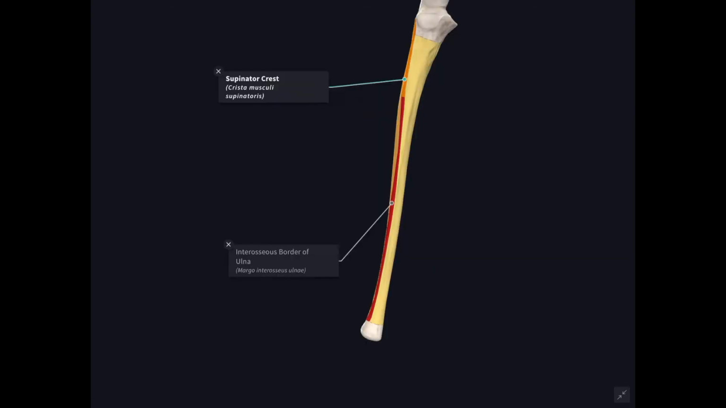Next we'll see about the interosseous border or lateral border. It presents a ridge except in the lower part. When traced above, it is continuous with the supinator crest. The border gives attachment to the interosseous membrane, which presents a gap between the upper free border of the membrane and the oblique cord, and the gap gives passage to the posterior interosseous vessels.